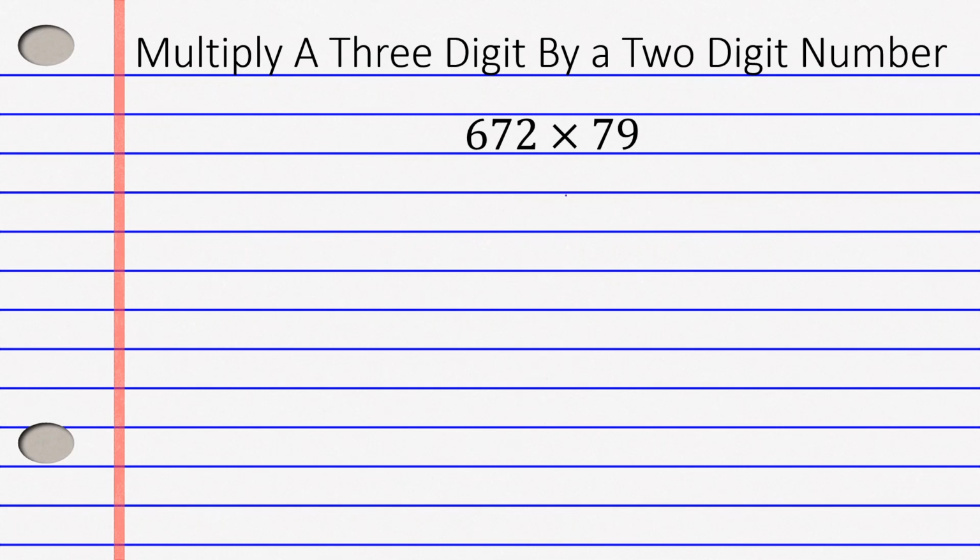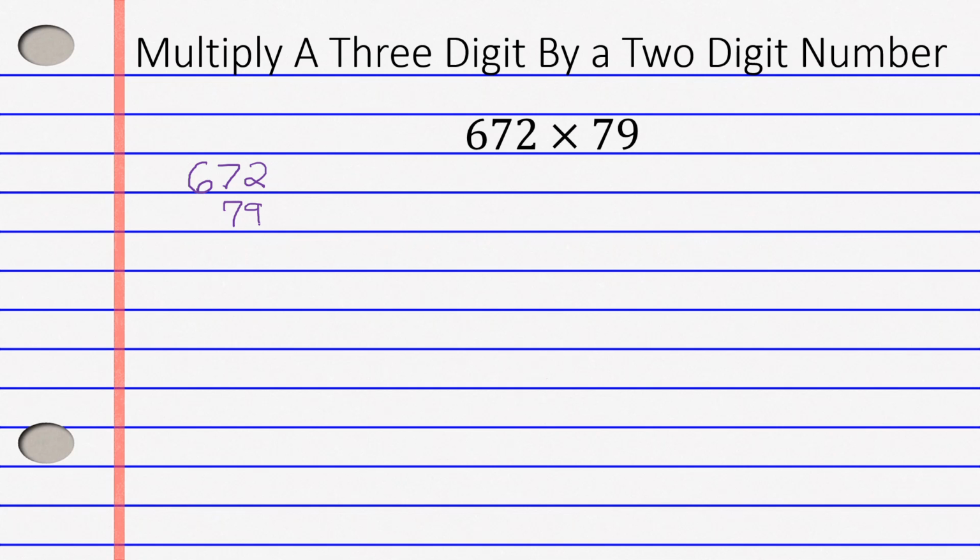In this example, we're going to multiply a 3-digit number by a 2-digit number. The two numbers we're going to multiply are 672 by 79. First, we want to write our larger number on top. So I'm going to go ahead and write down 672. Then we'll write our smaller number on bottom, 79.